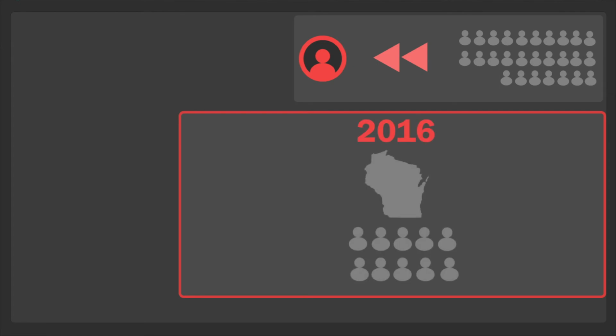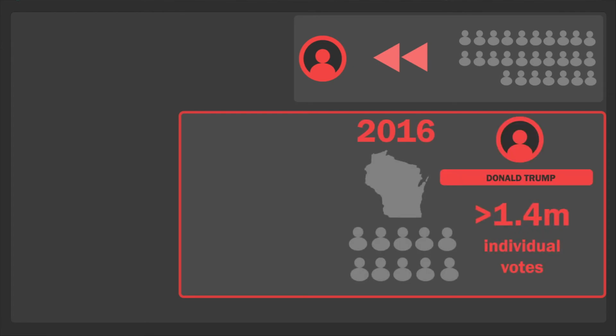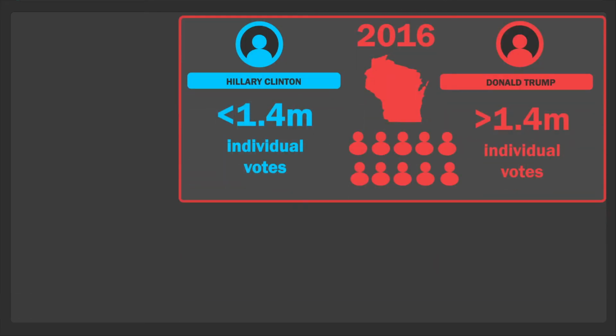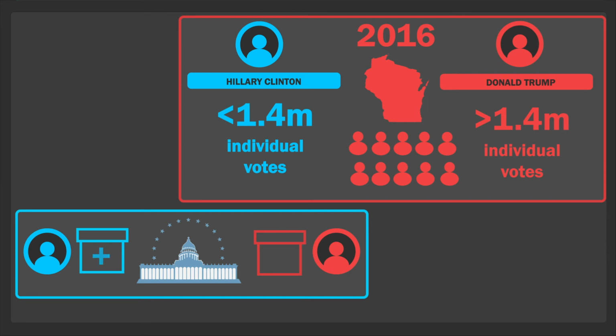For example, in 2016, Donald Trump won just over 1.4 million individual votes in Wisconsin. Hillary Clinton won just under 1.4 million votes. Even though the race was close, more Wisconsinites voted for Trump, and he earned all 10 of Wisconsin's Electoral College votes. On election night, we count how many Electoral College votes each candidate obtains.